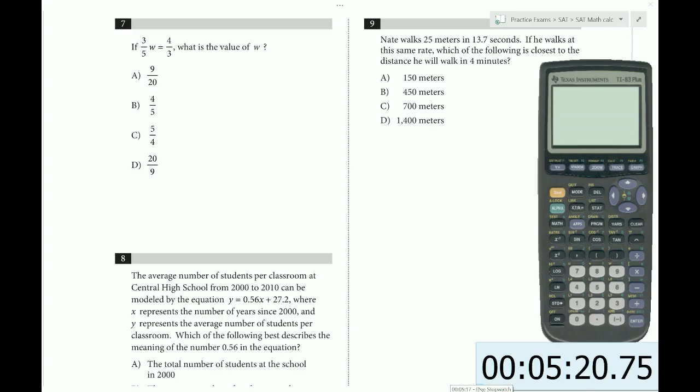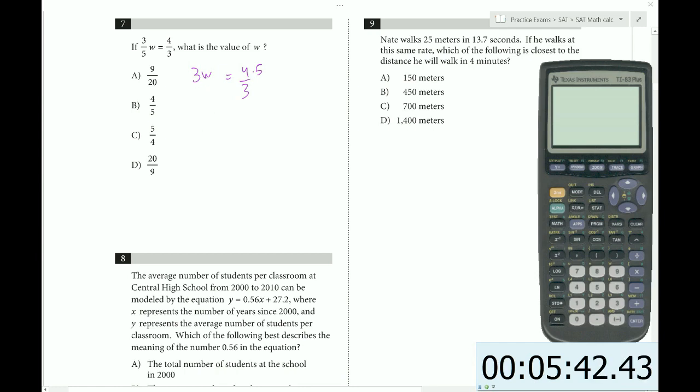Okay. If 3 over 5w equals 4/3, what is the value of w? So for these, I like to write them without any middles, okay? And from here, I just cross multiply, or you can move the 5 diagonally across the equal sign. So it lands up to the top, and you can remove it from here.